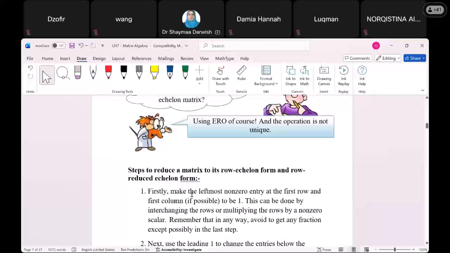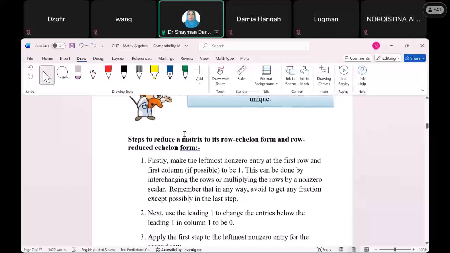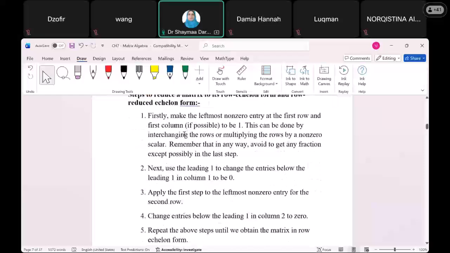So how do we convert any matrix to row echelon form? We need to apply ERO, elementary row operations. That means you can either interchange rows, or multiply any row by a number, or multiply any row by a number and add it to another row. Applying these operations, you can convert any matrix to a row echelon matrix or reduced row echelon matrix.